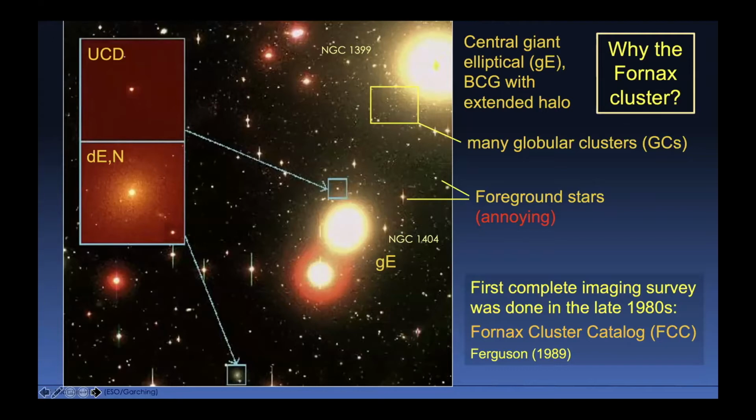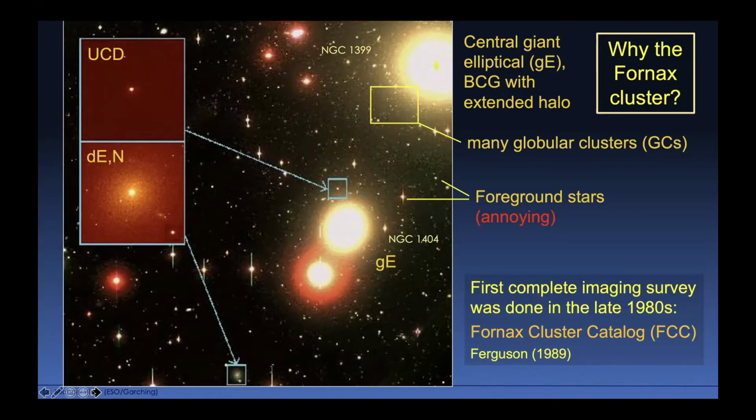A long time ago. We have a central giant elliptical that has an extended halo and has many globular clusters, 5,000 or so. And you can really get spectroscopy down nearly to the tip of the luminosity function, minus 7.5 in MV. So you can get thousands of velocities. A bit annoying are the foreground stars. You have contamination, of course. And you can resolve, as I said, nucleated dwarf galaxies and the ultra-compact dwarfs.